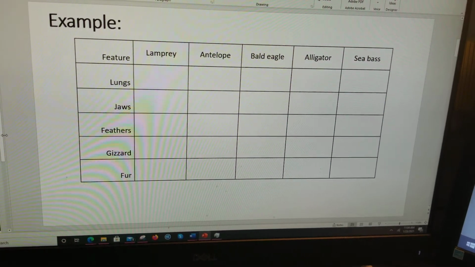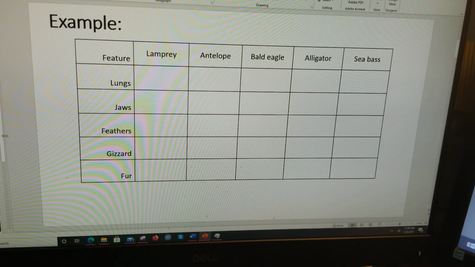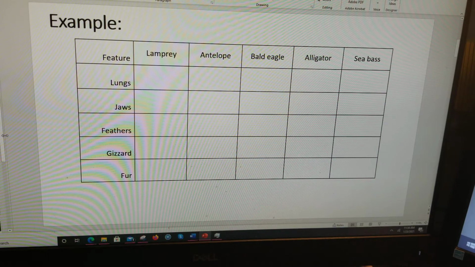The features in my example are the lungs, jaws, feathers, gizzard, and fur, whereas the organisms are the lamprey, the antelope, the bald eagle, the alligator, and the sea bass. What I'm doing here today is to fill out my data table that you should do in yours. But with my data table, there is one group of organisms that is not as closely related, or it does not have a more recent common ancestor as the others. This group is called the outgroup, and in your data you are going to see the outgroup, and we will identify our outgroup in this example as we fill out the data.